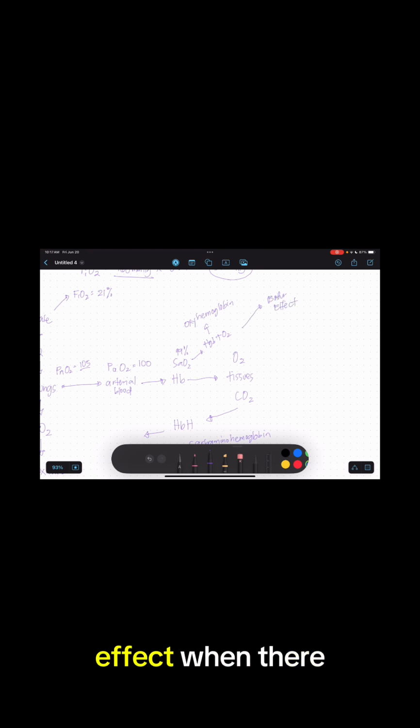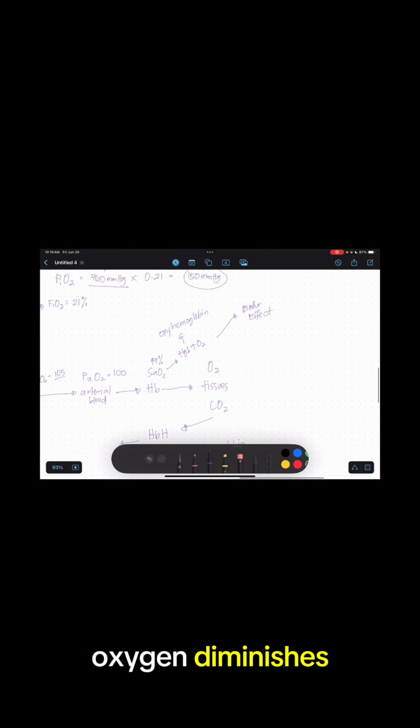In the Bohr effect, if there is an environment with more oxygen, then the hemoglobin is more likely to pick up oxygen, and that's what happens in the lungs. However, in the tissue, when there's less oxygen in the area, the Bohr effect states that the affinity of hemoglobin for oxygen diminishes. So now it offloads the oxygen it's holding on to, for the tissues to use. So that's the Bohr effect.